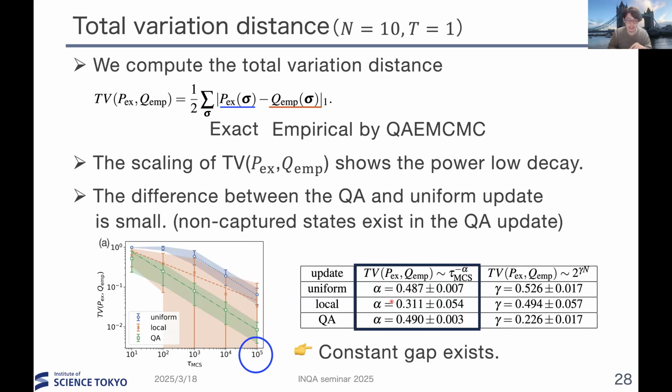However, this means that in the QA update, a non-captured energy state exists. However, a constant gap in the total variation exists. So the quantum annealing update is more efficient than the uniform update.